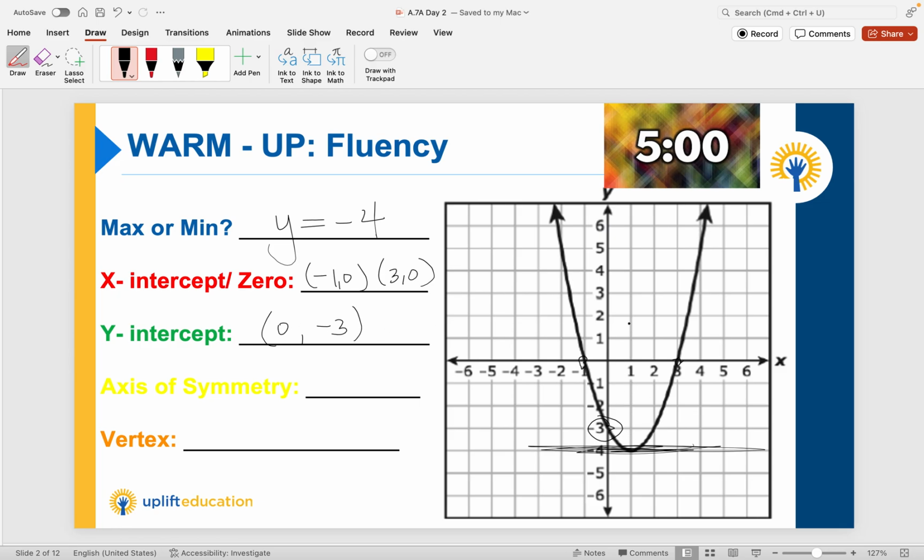The axis of symmetry is going through the vertex where x is equal to 1. So that means our vertex is (1, -4), which is right here. If I draw that little dotted line, I'm going through the 1. All right, so that's how we do that warm-up.